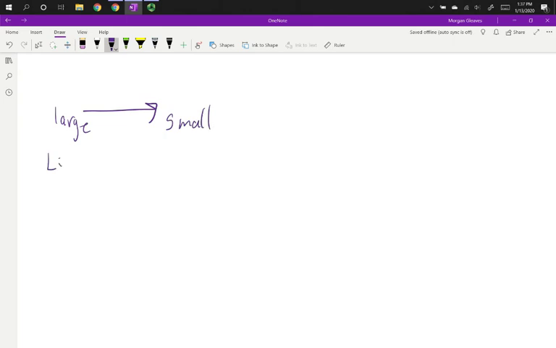So lithium over here is very big. Beryllium gets smaller. Boron gets smaller. Carbon gets smaller. Nitrogen gets smaller. It starts getting less noticeable, but they continue to get smaller as you go across the periodic table. Now, this is true for each row. As you move from the left to the right, your atomic size will get smaller.